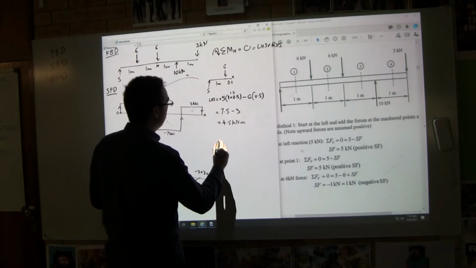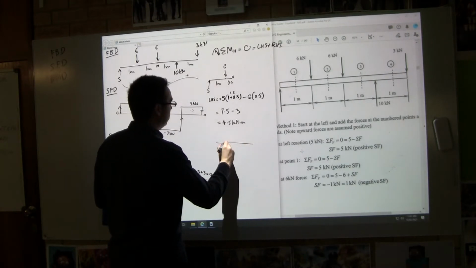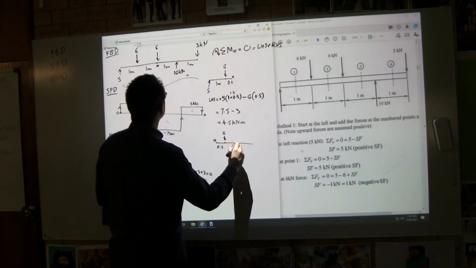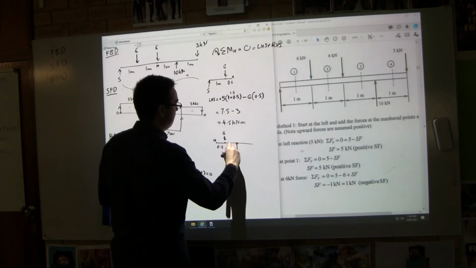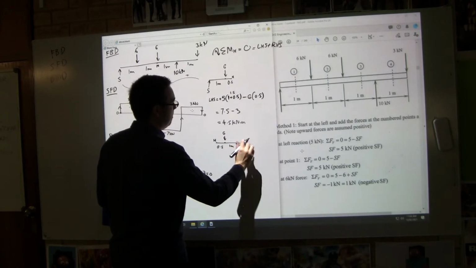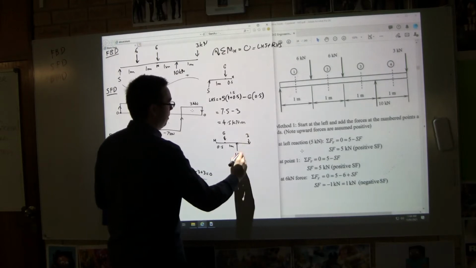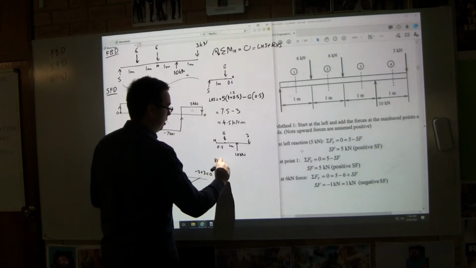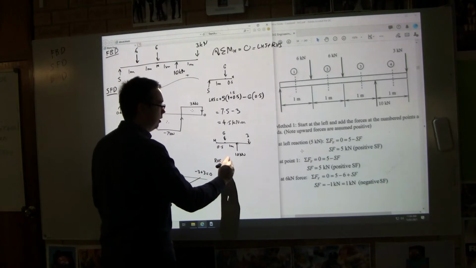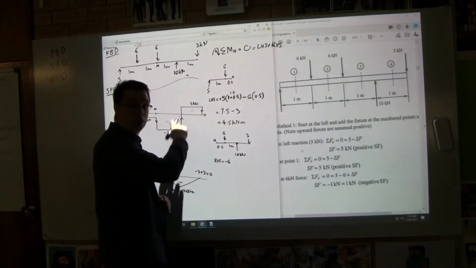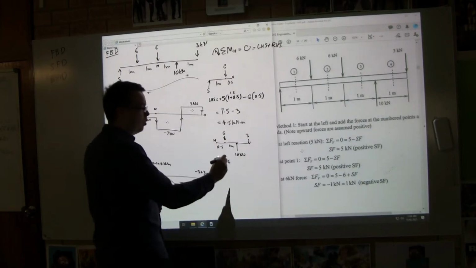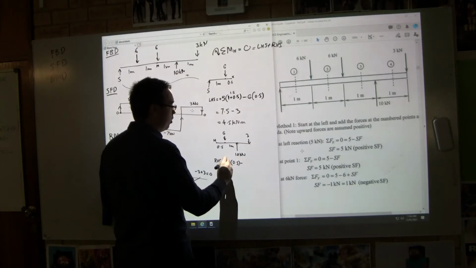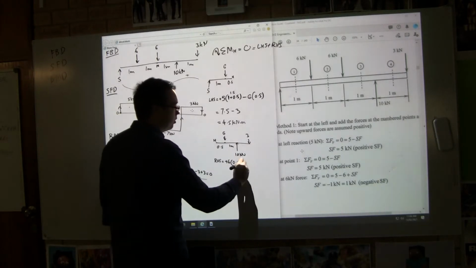The right-hand side is even more complicated. So we go half a meter across, go down 6, then we go across a meter, and then we go up 10, and then we go another meter and down 3. Okay. So what does that look like? The right-hand side equals, well, first of all, we have 6. Is that clockwise or anti-clockwise? Clockwise. So 6 times 0.5, and then we have 10. Anti-clockwise, so we're at minus 10.